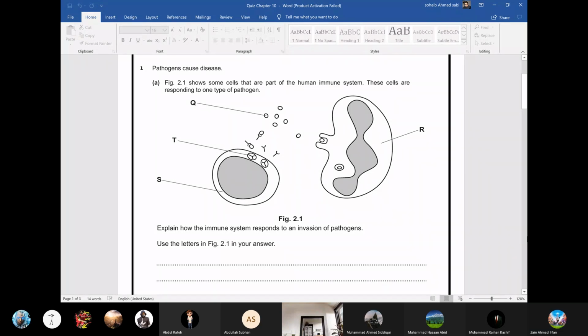The next question is: explain how the immune system responds to an invasion of pathogens. Now use the letters in figure 2.1 in your answer. Right, guys? Now, who will answer this question? Please read the statement first and then answer. The statement is: explain how the immune system responds to an invasion of pathogens. Use letters in figure 2.1 in your answer. Yes, boys. Anyone?